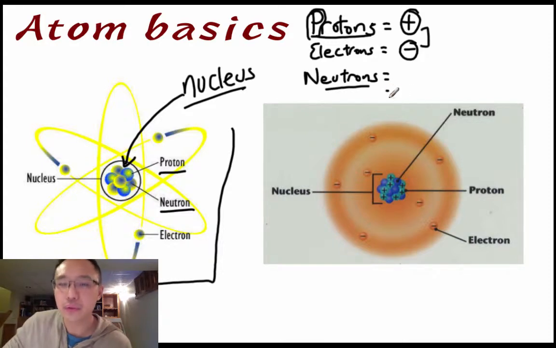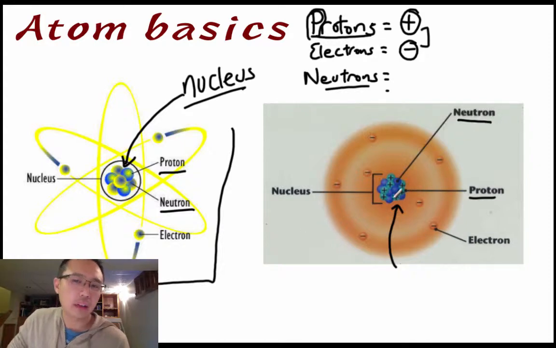So what's the meaning of neutrons? Neutrons actually provide the weight, no, the mass of your atom, in addition to protons. So what the neutrons will do is that you can see from this picture, the nucleus has protons and neutrons.